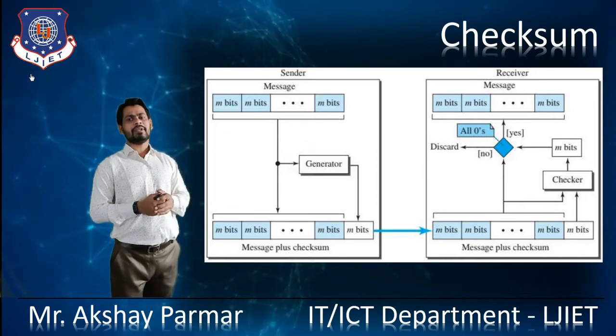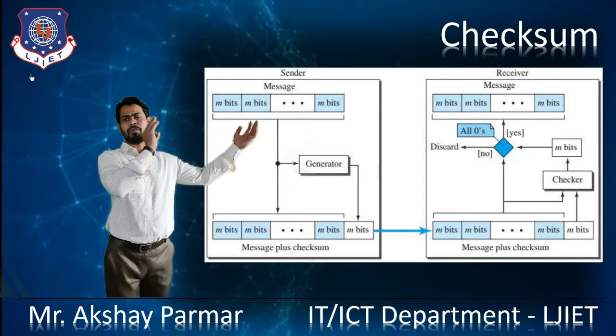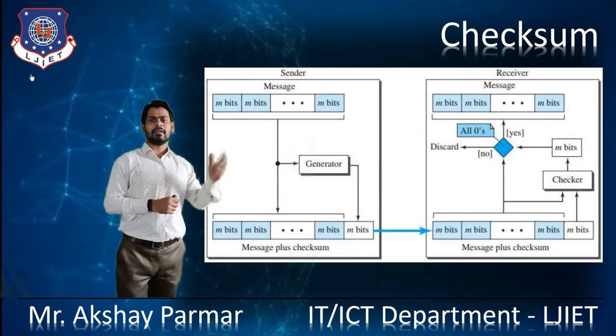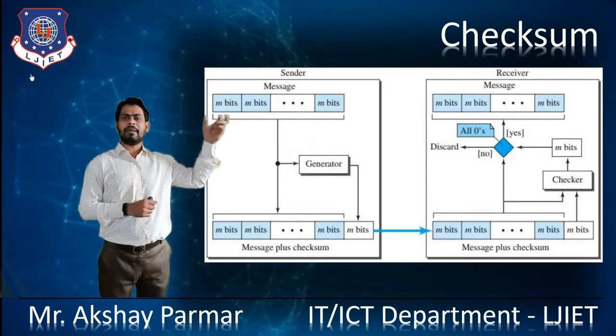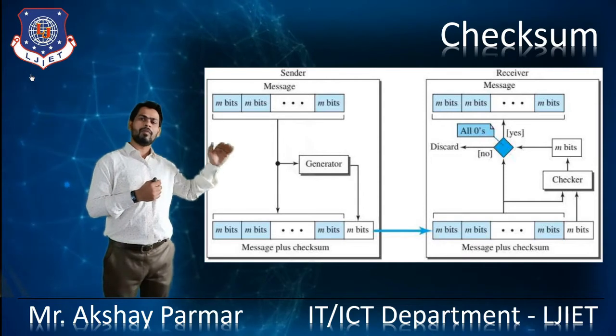The message has n number of bits. After that, the n bits are divided into k chunks. Then each chunk has m bits. That's how we are dividing the whole message.